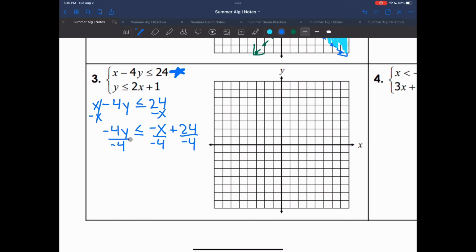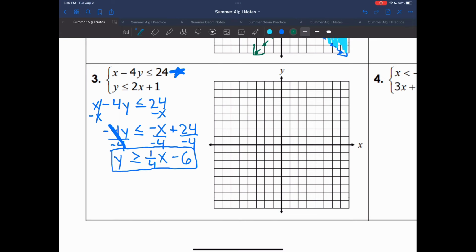Now this is the tricky part. There are so many things you have to remember with inequalities. Remember what happens when you divide both sides by a negative? Yes, you've got to flip the sign. So we end up with y is greater than or equal to positive 1/4 x, because negative divided by negative is positive, and 24 divided by negative 4 is negative 6. As long as you remember to flip that sign, you should be good. That is the biggest mistake I always see; people forget.